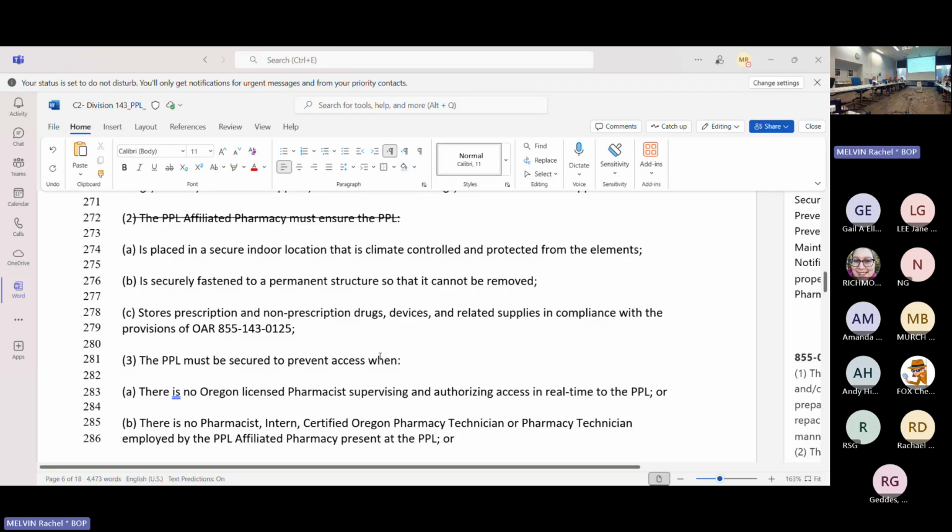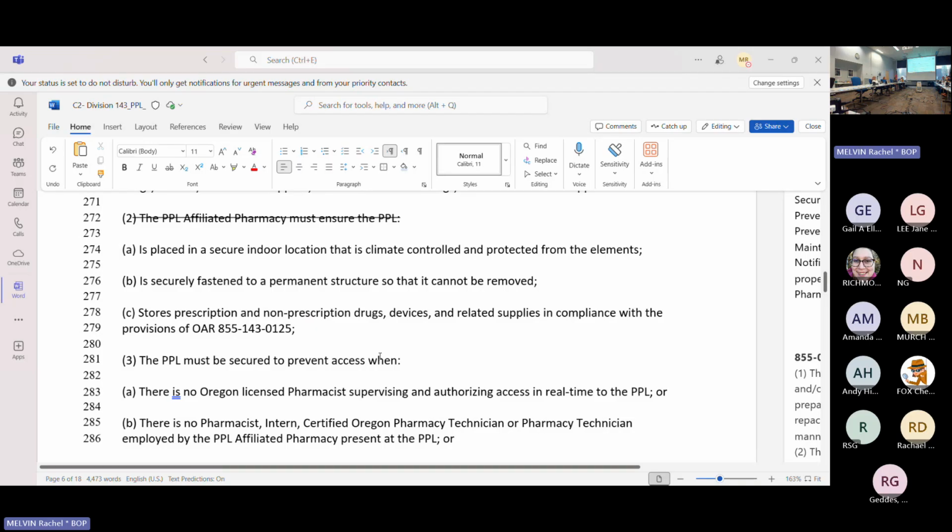I think this is a bigger question than just PPLs. So the question really is, can unlicensed personnel handle drugs? And I think in this day and age, with extensive use of couriers, deliveries, and all the various ways that we get medications to people, there might be a pathway for unlicensed personnel, trained employees of the pharmacy, perhaps.